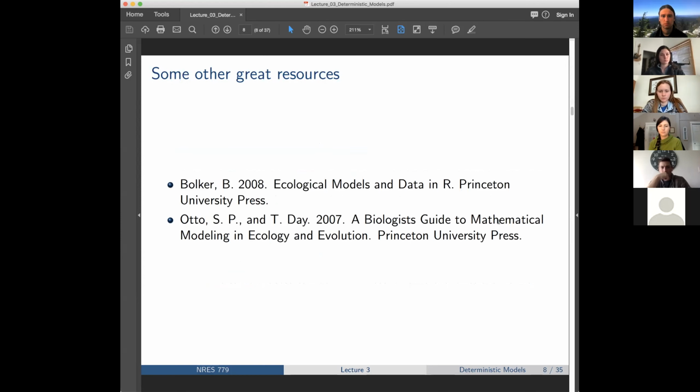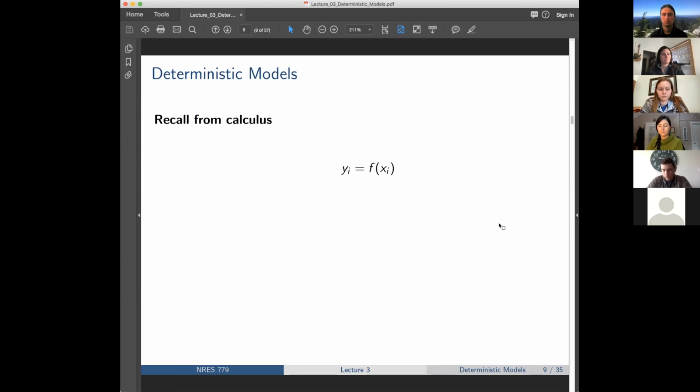There are some good books that talk about this for ecology. Ben Bolker is a quantitative ecologist in Canada, and you also see his name a lot on our forums. So if you're wondering how to do something related to ecology and someone asks a question, he's usually one of the first people to respond. Then Otto and Day have a book, A Biologist's Guide to Mathematical Modeling in Ecology and Evolution. The idea behind these books is, how do we use mathematical models to represent the hypotheses that we have? And it becomes an important part of statistics.